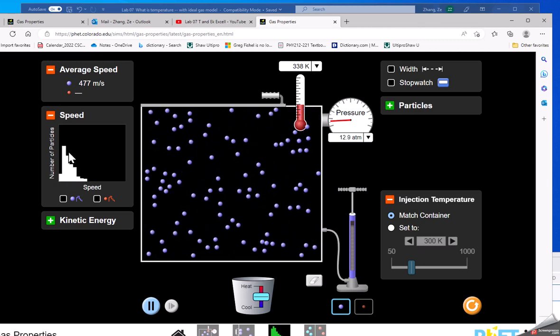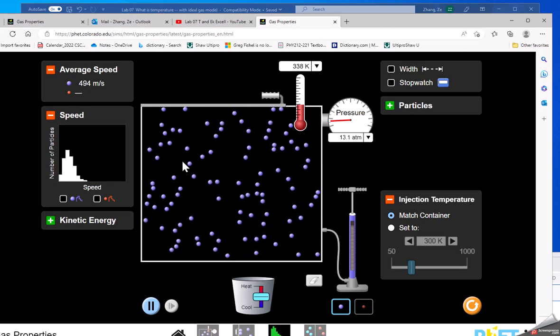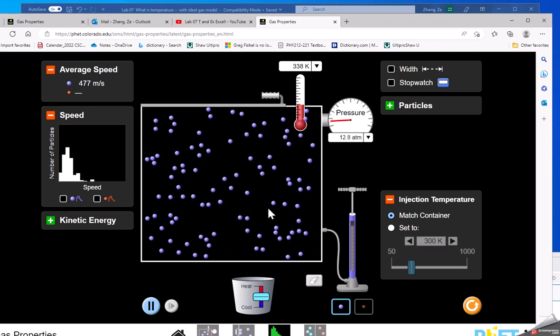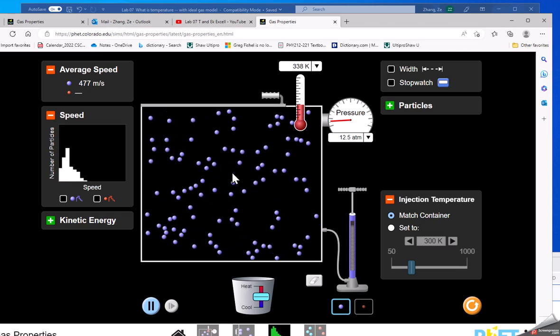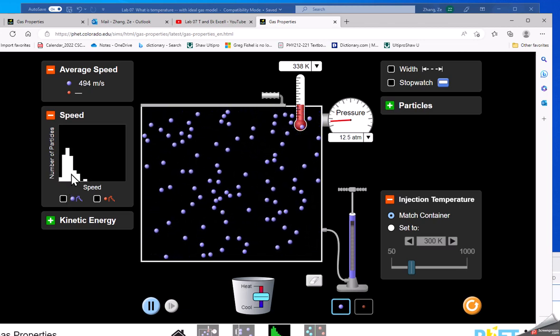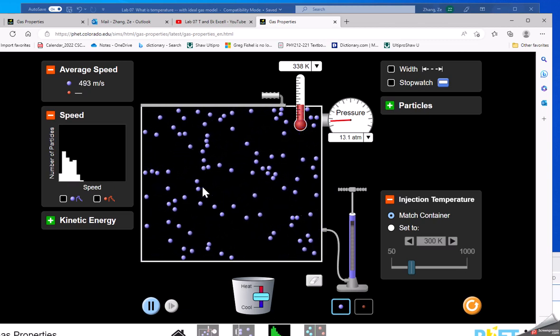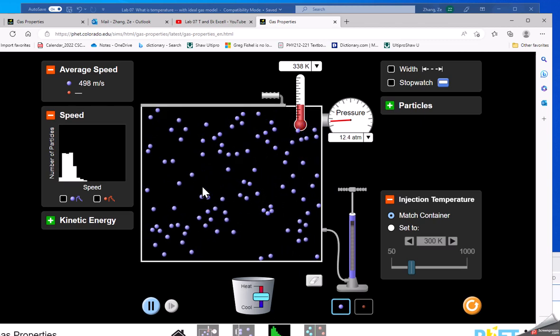That doesn't mean everything is at the same speed. Whenever something has different values and you have millions of them, that's when you have a distribution plot like this. It's called a speed distribution. I will ask a question about the speed distribution later in the lab.